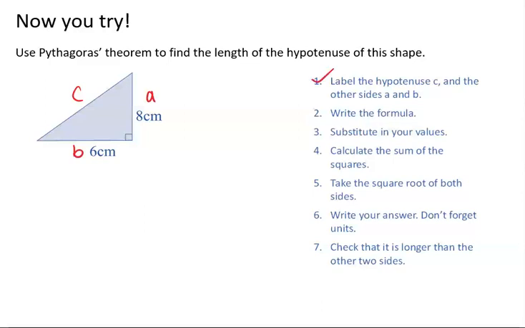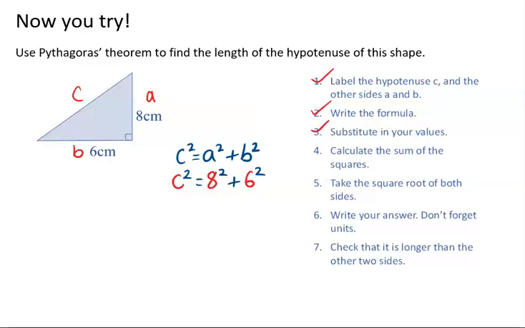So we can tick off step number 1, label the triangle. Step 2, writing the formula. Our formula is C squared equals A squared plus B squared. Step 3, substitute in your values. So C, that's what we're trying to find. We don't know C yet, so we leave it as C. Equals, our A is 8, or yours might have been 6, but we did 8 squared plus B is 6, so 6 squared. Now, if you'd labelled them backwards, you would have 6 first and 8 second, but you'll still have the same numbers added together. We can tick off substituting into the formula.